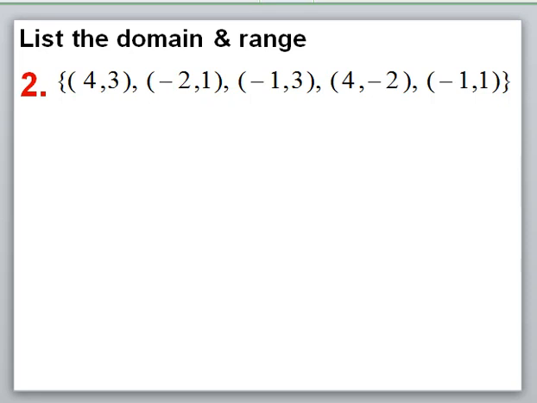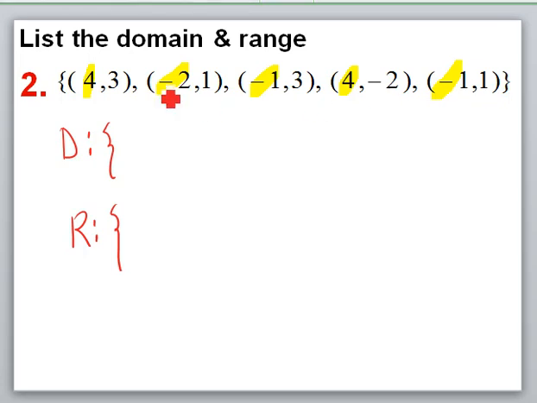Looking at the next ones here, I'm going to list the domain and the range. All I'm asked to do is list the domain and range, so I'm going to just go ahead and write D, colon, and then we put those in brackets, and R, colon, put those in brackets. So I'm going to go ahead and highlight all my x values so they stand out to me, so I can see which one's from least to greatest.